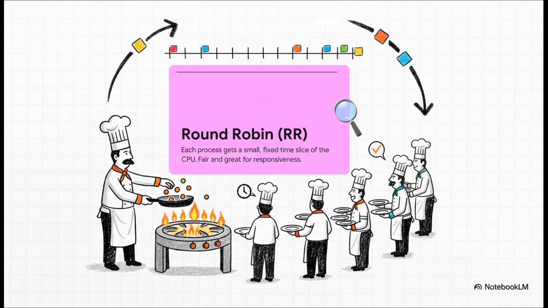And that brings us to a really common and, frankly, brilliant solution called round robin. This is where the head chef says, okay, everybody gets a turn. Every single chef in the line gets a tiny, fixed slice of time on the stove. We're talking a few milliseconds. If they finish, great. If not, they go to the back of the line and wait for their next turn. This way, nobody gets stuck waiting forever, and the whole system feels super responsive because every single process gets a little bit of attention all the time.